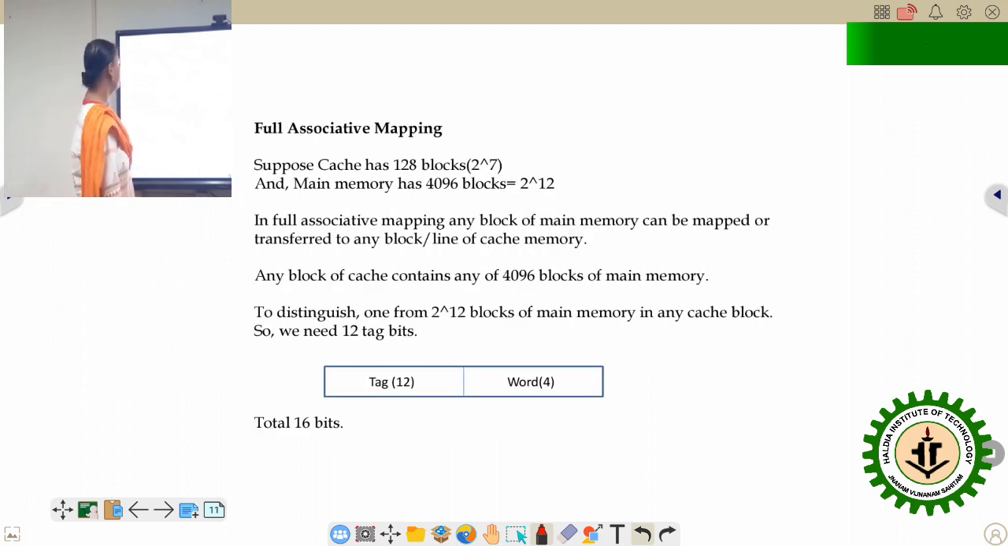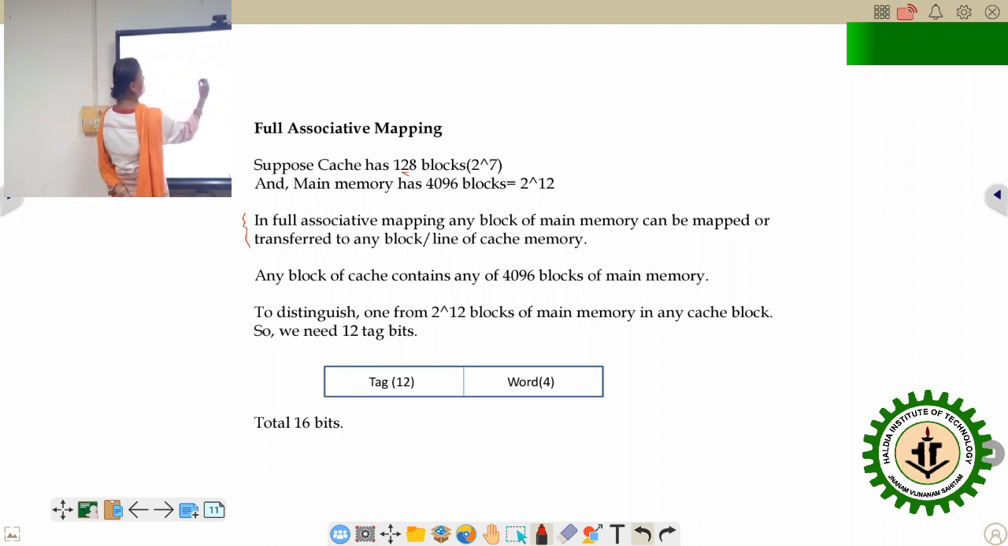Now move to fully associative mapping, the second classification of memory cache mapping. The definition is that any block of main memory can be mapped to any block of the cache. So here some flexibility comes. In direct mapping, what happens? A particular cache line is fixed for a block of memory, but here any block of main memory can be transferred to any block of the cache.